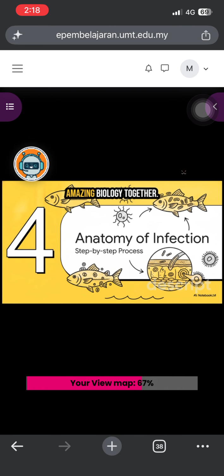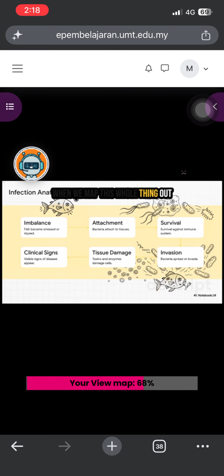Let's bring all this amazing biology together. Welcome to Section 4, Anatomy of an Infection. When we map this whole thing out chronologically, the sequence of events is incredibly strict. It always begins with that environmental stress or injury. Once the fish is vulnerable, those opportunistic bacteria use their flagella to swim right over, and they deploy their pili to lock firmly onto the tissue.